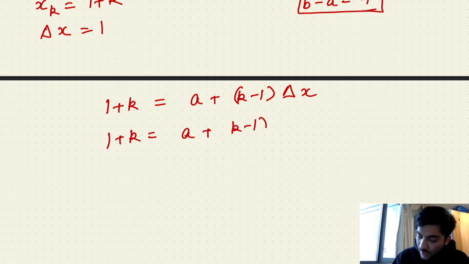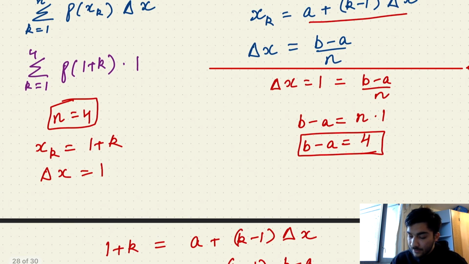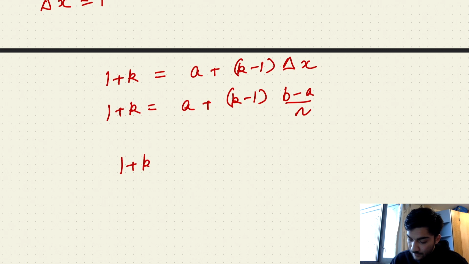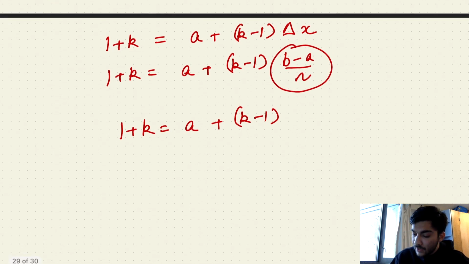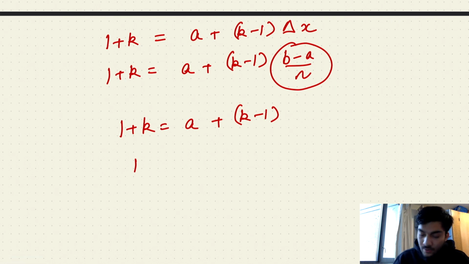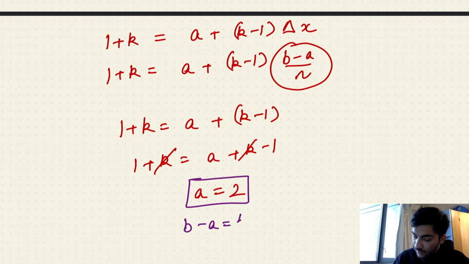I'll expand this expression again. So it becomes 1 plus k, a plus k minus 1, where my delta x is b minus a upon n, and I know the value of my delta x as well. So the value of my delta x is 1. So 1 plus k equals a plus k minus 1, because this expression is equal to 1, right? So now you just have to solve for a. 1 plus k equals a plus k minus 1, and k gets cancelled out. So you have a equals 2, and since a is equal to 2, your b minus a is equal to 4. So that gives me b equal to 6.